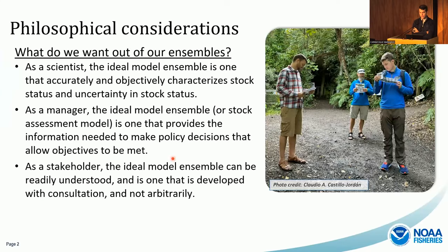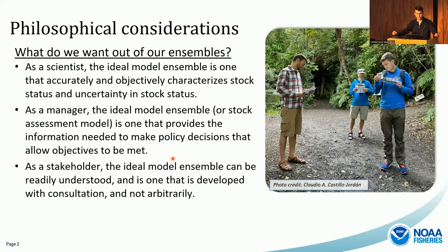So first off, what are we actually looking for out of our ensembles? And I think depending on who you are, that is a little bit different of an objective. So as a scientist, perhaps the ideal model ensemble is one that accurately and objectively characterizes stock status and the uncertainty in stock status. If you're a manager, perhaps the ideal model ensemble is one that provides the information needed to make policy decisions that allow objectives to be met.